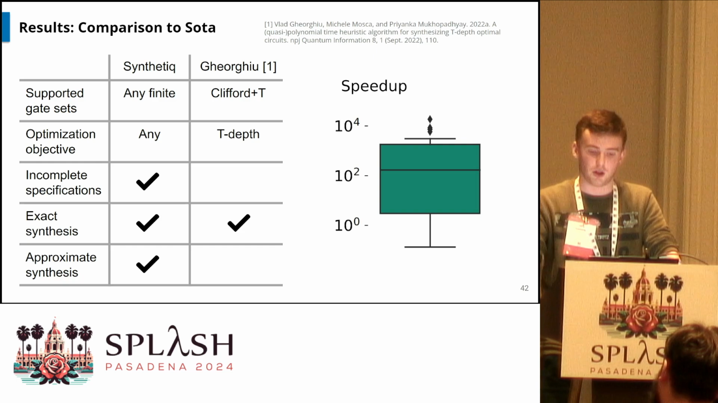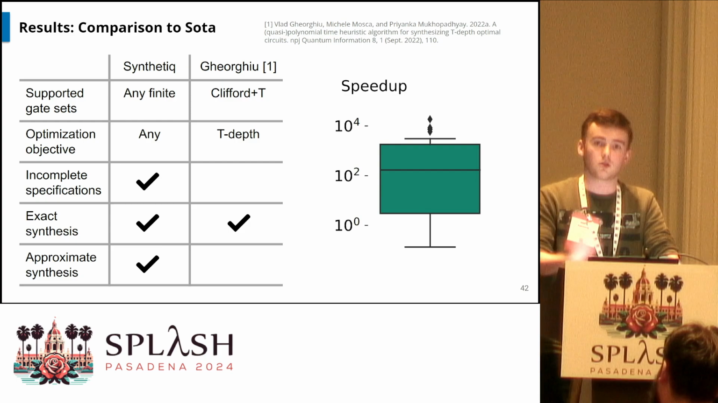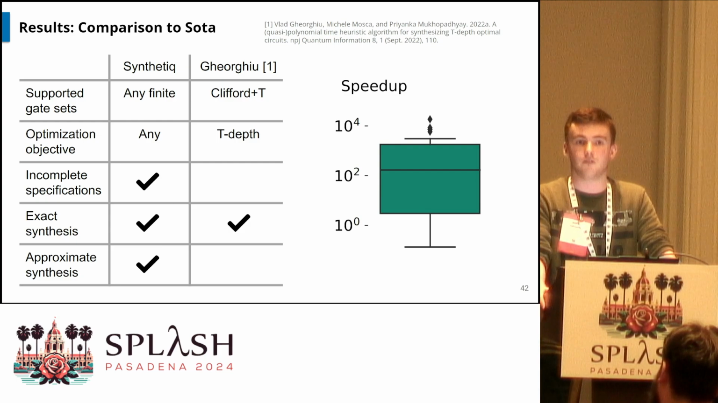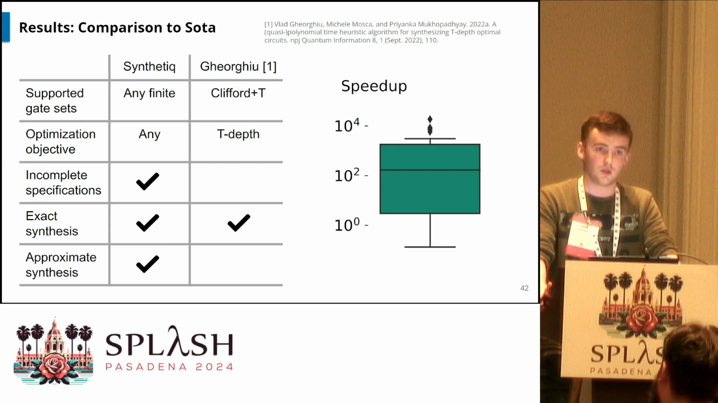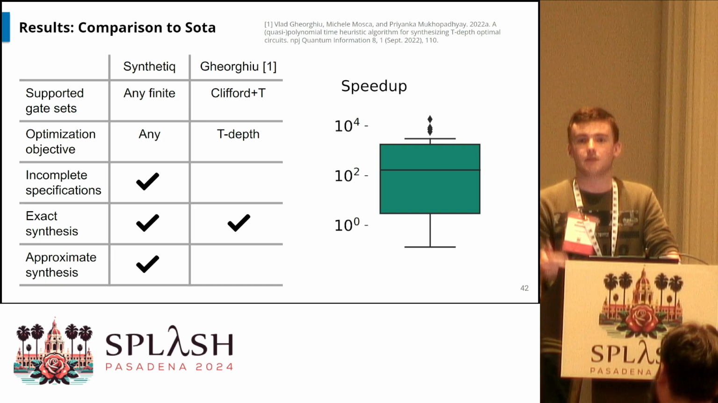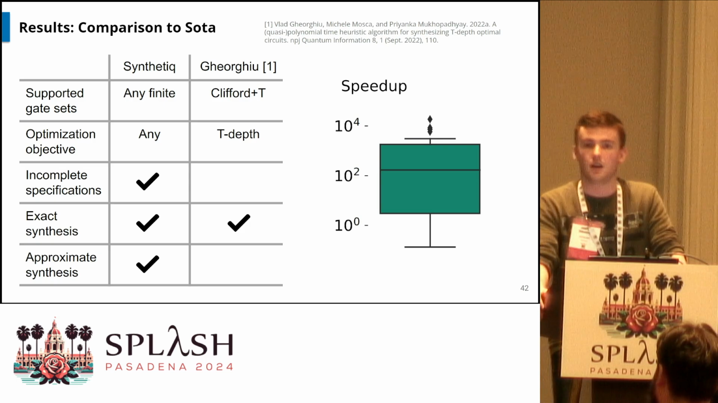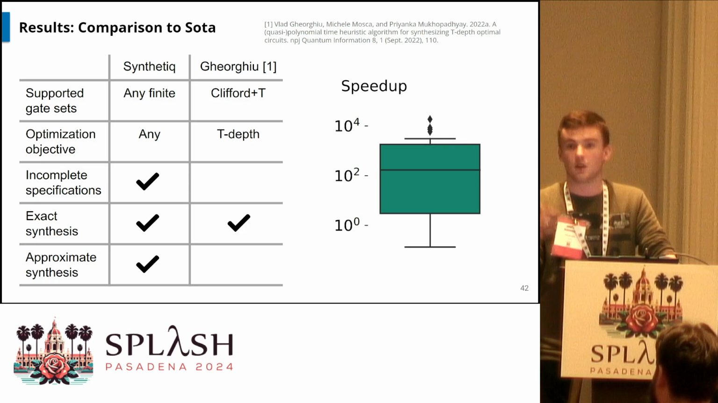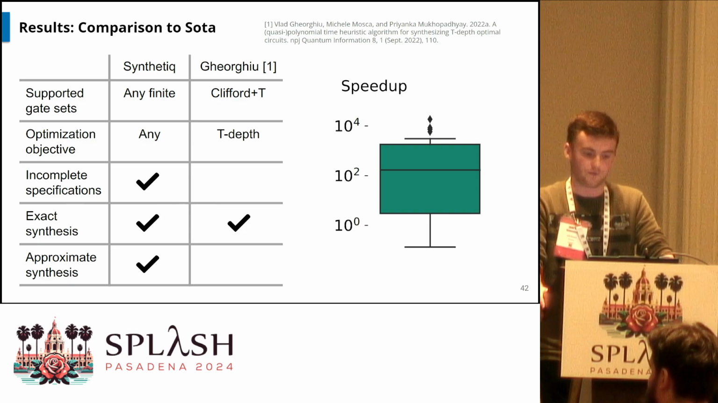And what this plot doesn't show is that in 30% of the cases, Giorgio times out while we can still find a circuit. What it also doesn't show is that in 80% of the circuits that we tested on, we find more efficient circuits than Giorgio finds, and in the other 20% we find the same circuit that they do.